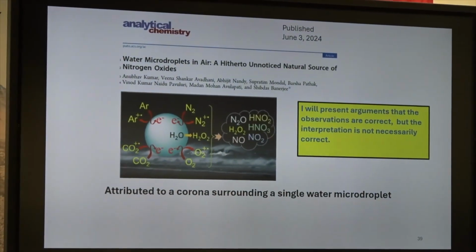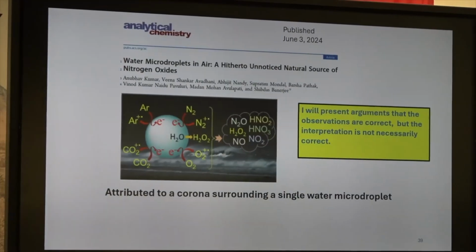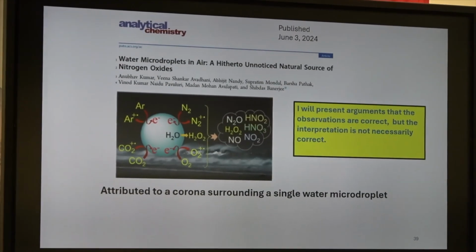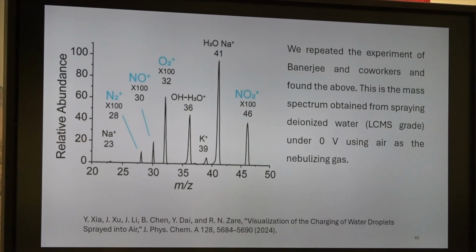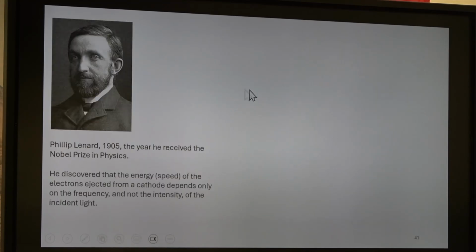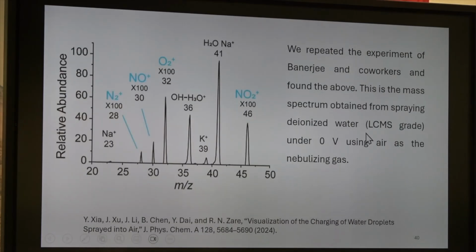And again, one which is news and very recent. First, I want to show you the reproduction. Here's my group, who published this in 2024, in which we repeated the experiment of Banerjee and coworkers and found the above. You see all the ions? And we did this from deionized water, with no voltage being applied, using air as the nebulizing gas.